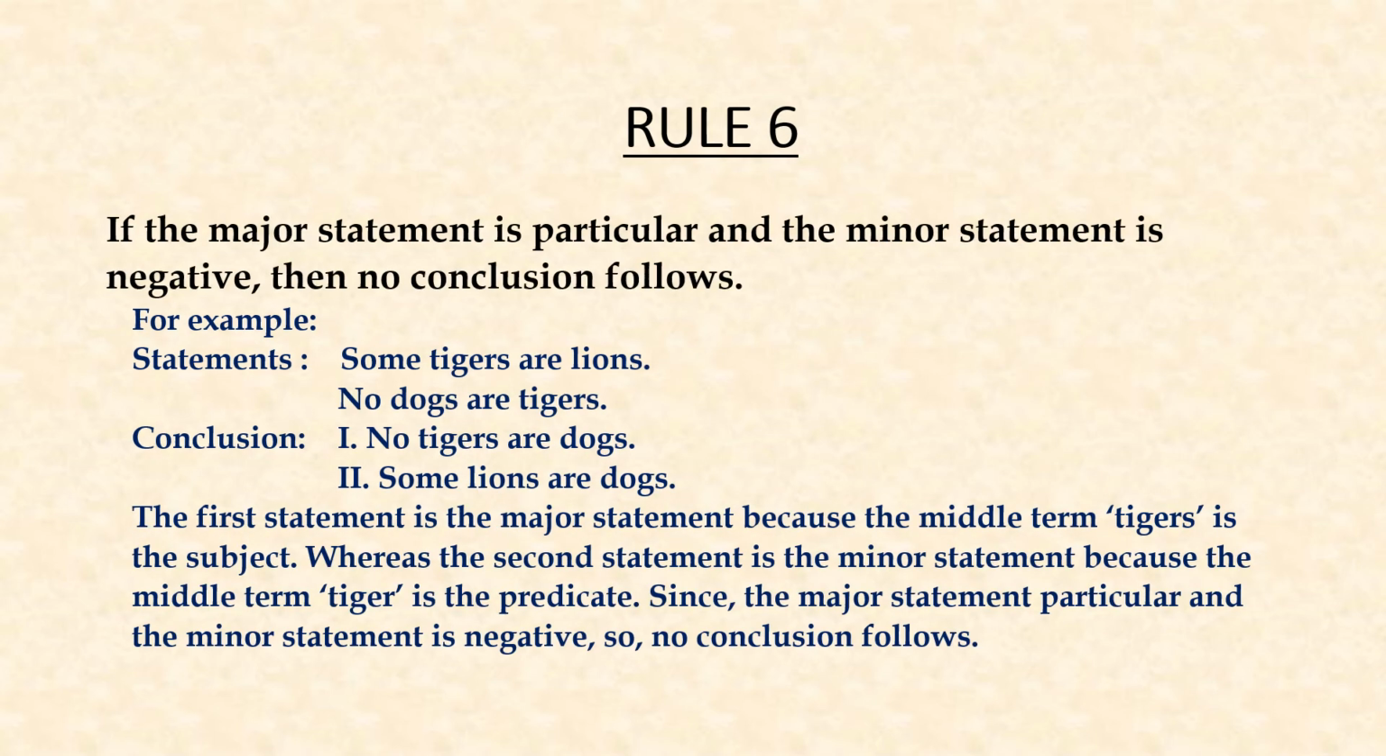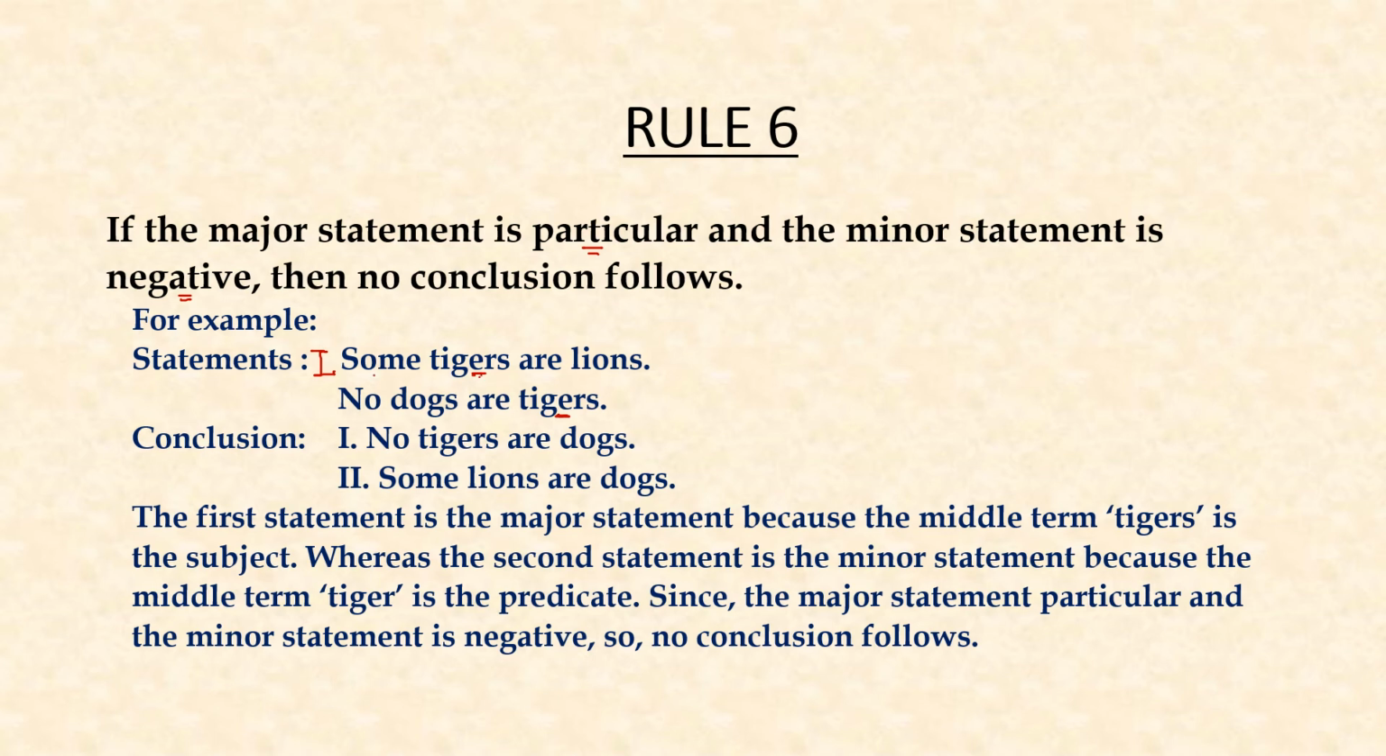Now rule number 6 says if the major statement is particular and the minor statement is negative, in that case also no conclusion follows. तो अभी हमने statements को check करना है कि major statement हमारी यहाँ पर कौन सी है. Middle term हमें यहाँ दिख रहा है tiger. So obviously statement 1 is the major statement because tiger is the subject here. So ये है हमारी major statement.